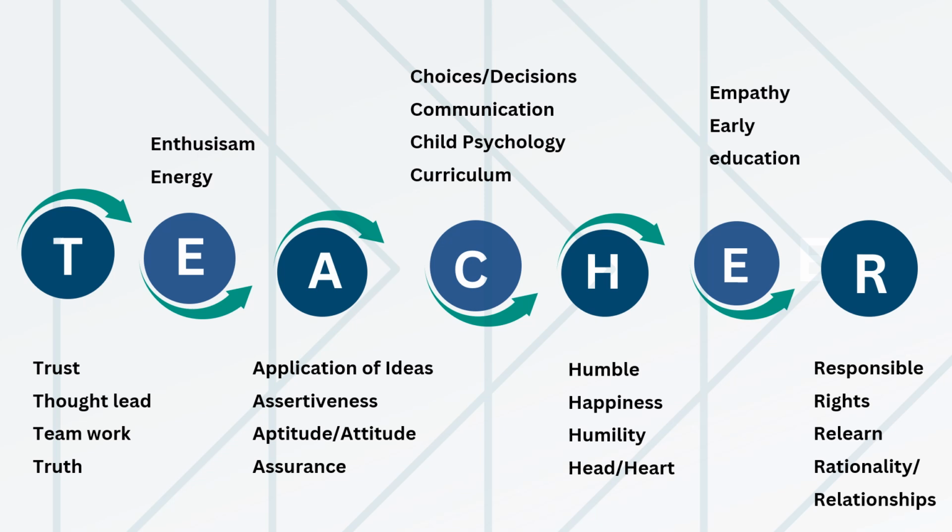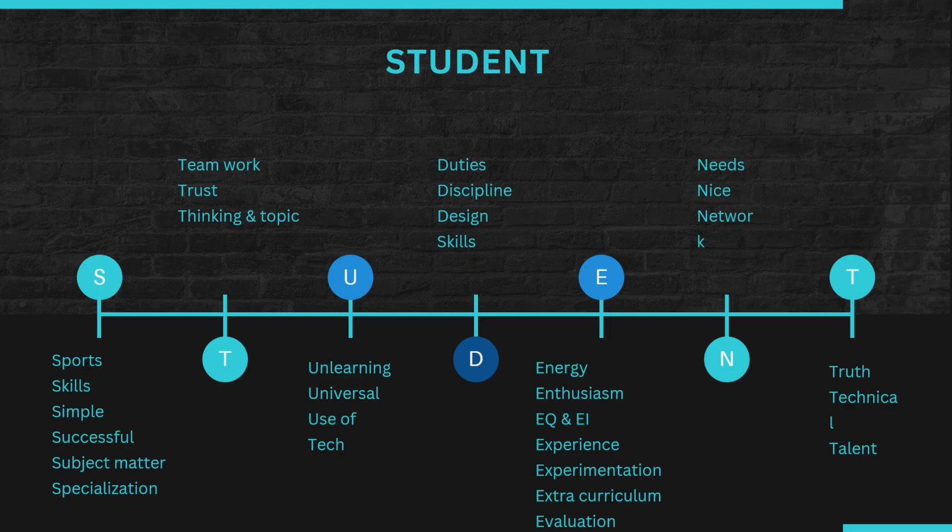So this is one easy method of brainstorming where various thoughts can be identified and grouped together in the form of alphabets in a particular word. Student: S stands for skills, simple, successful, subject matter, specialization. T for teamwork, trust, thinking and topic.